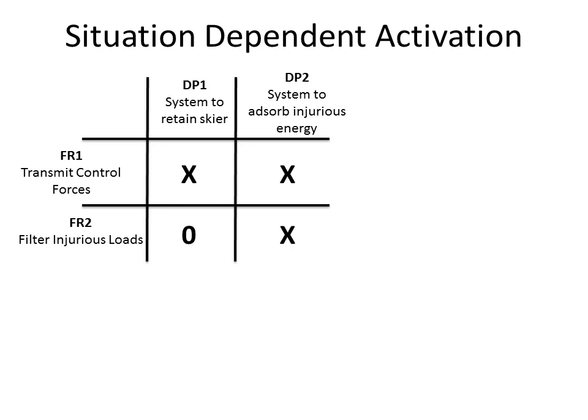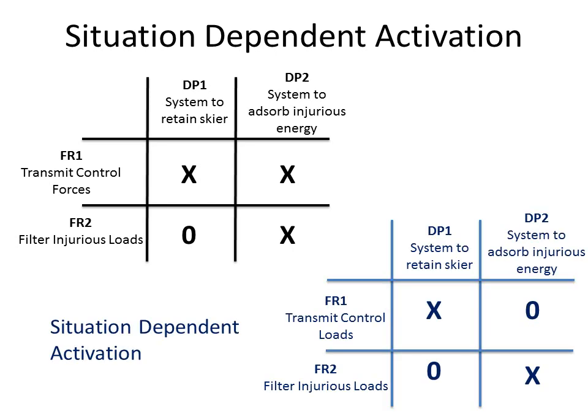As we've seen, with the application of the axiomatic design principles, systems which absorb the injurious energy are more controllable and adjustable than systems which release the ski from the skier in case injurious loads are seen. However, this solution can be made even better by making it situation dependent, so that the design will only absorb the injurious energy if the skier is in a potentially injurious situation. This way, all control loads can be transmitted to the ski faithfully.